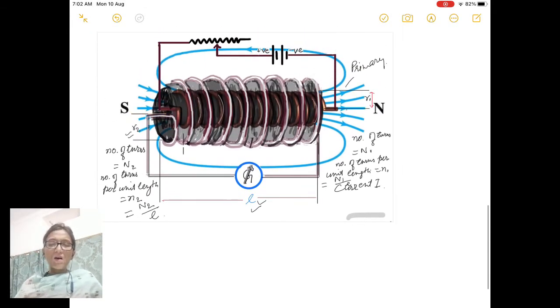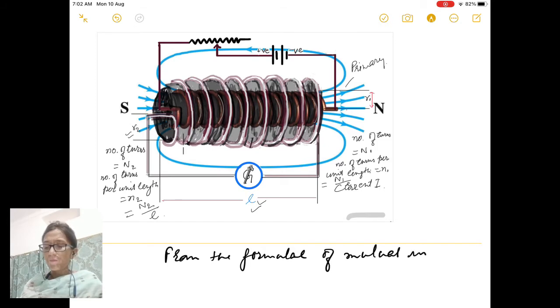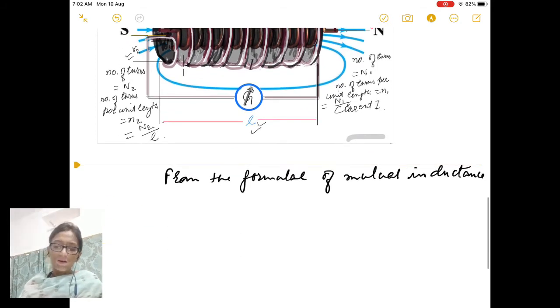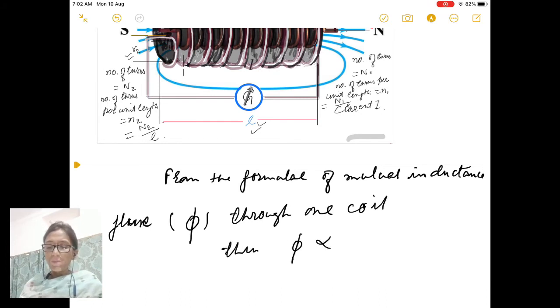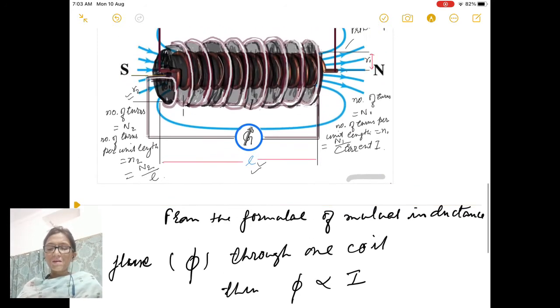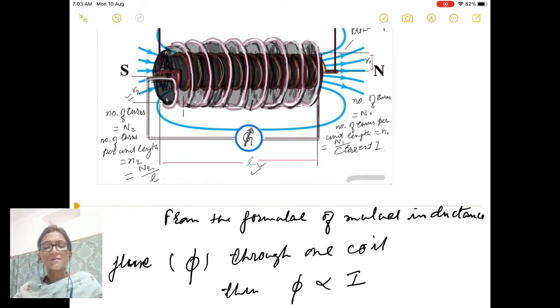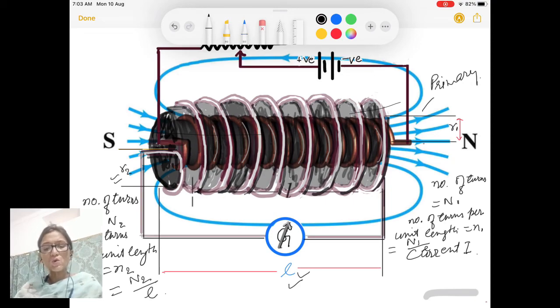So using the formula of mutual inductance, we know that flux through any one coil, phi, will be proportional to the current flowing through the primary coil, current I. Now the same flux will be linked through all the turns because the same field line is there, one field line, two field line. So the number of field lines passing through the coils is the same.